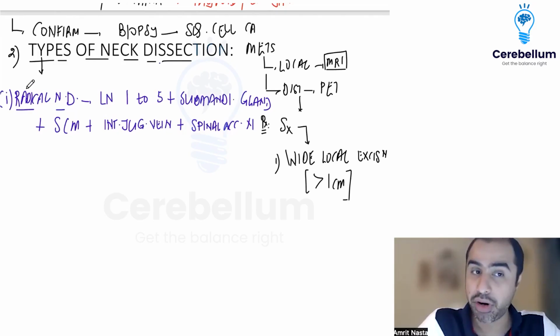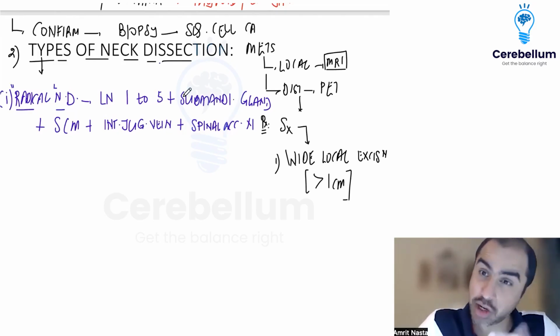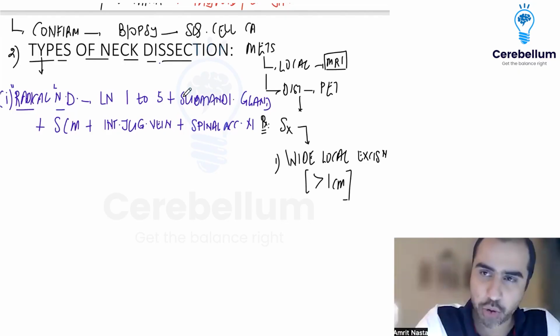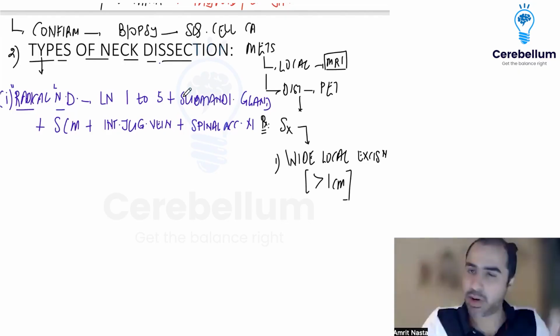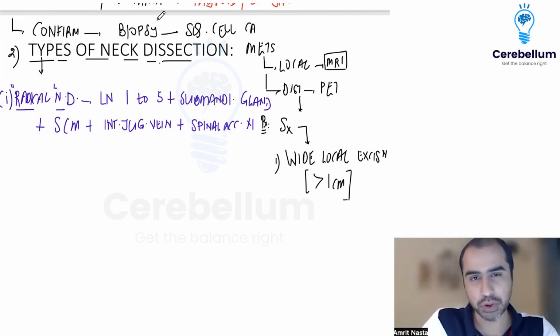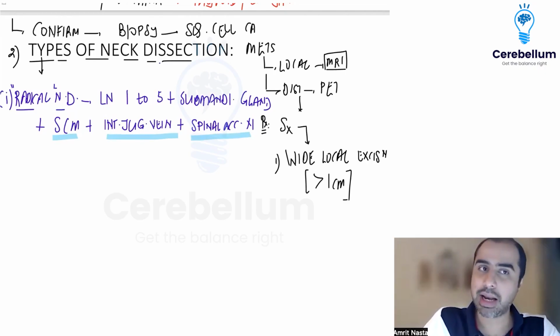See, the name only tells you it is radical. इतना सब निकाल रहे हो. 1 to 5 nodes क्यों निकाल रही हो तो समझ में आ गया, because that's where the cancer will spread. Submandibular gland comes in the vicinity of the nodes, so you have to remove it. But साथ में these 3 fancy structures also have to be removed. That was the radical neck dissection.